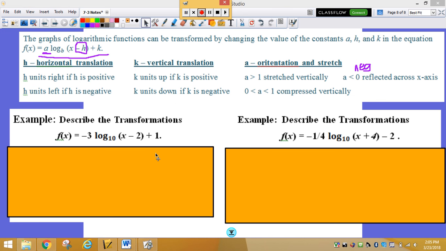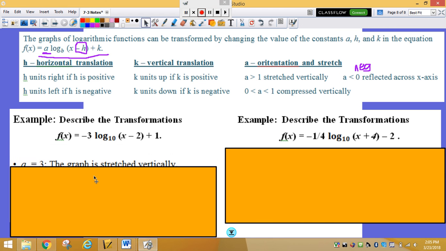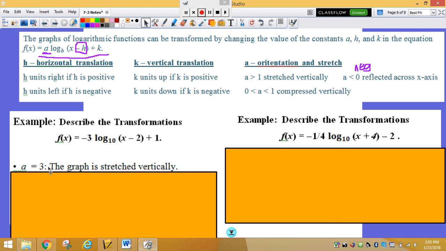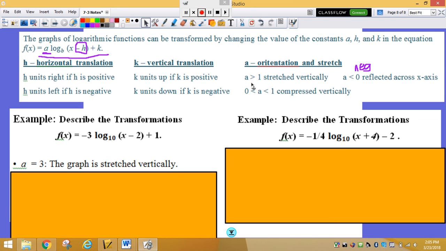Okay, so let's go through these. You're going to have problems like this, and I'm going to say, tell me what the transformations are. What is happening? I'm going to start with my A. Don't worry about the negative. All we worry about is what it is, and A is 3. Well, 3 is bigger than 1. Let me guide you through how I figure all of this out. It's A, so I'm looking right here. A is bigger than 1, which means it's going to stretch vertically. That's why I put the graph is stretched vertically.